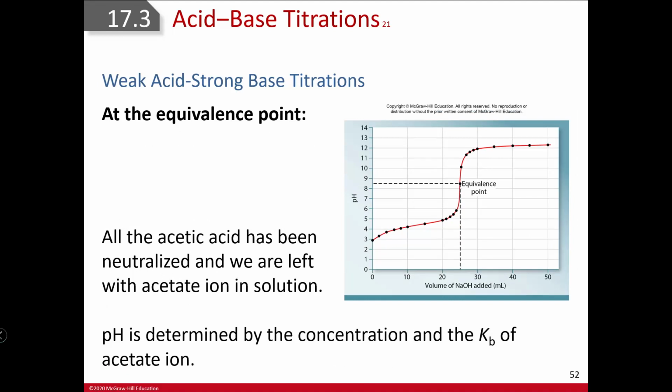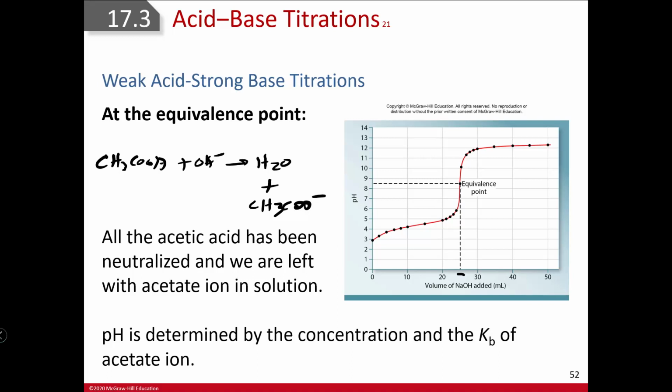All right, at the equivalence point, that means we've added just enough base to consume all of the acetic acid. So that's at 25 milliliters here. So what's happened here is you've got the acetic acid, you've added enough hydroxide ion to consume all of the acetic acid. So what you have at this point is H2O plus the conjugate base, the acetate ion.